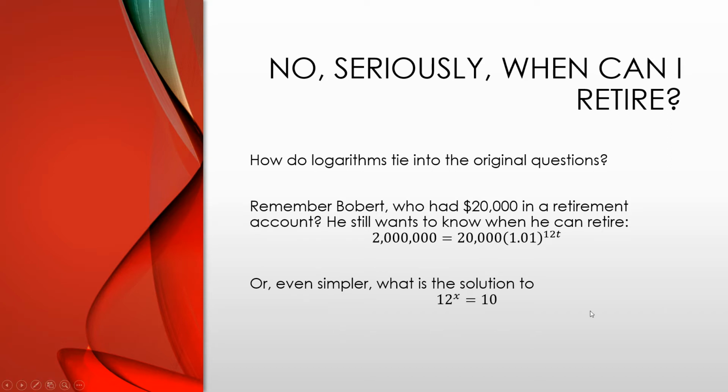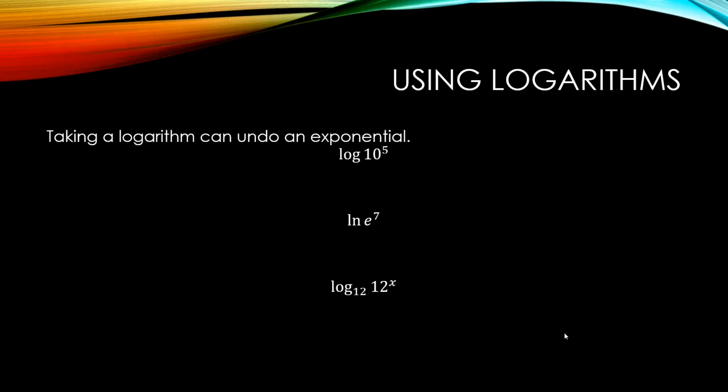And actually, I boiled it down even more and still left it unanswered. What's the solution to just the equation 12 to the x power equals 10? Had it been x to the 12th, I would have taken a 12th root, but 12 to the x, how do we deal with that? And the answer is going to be using logarithms. Taking a logarithm can undo an exponential.